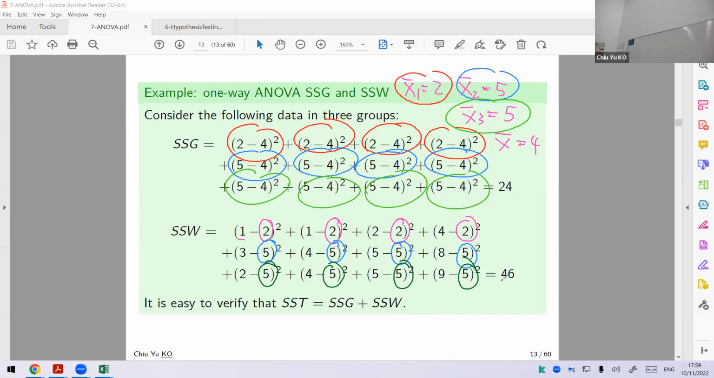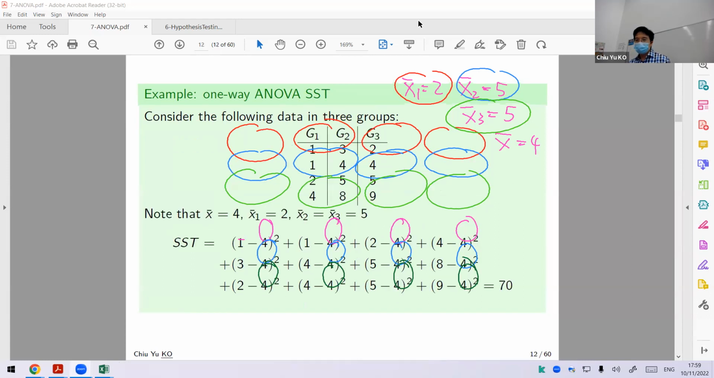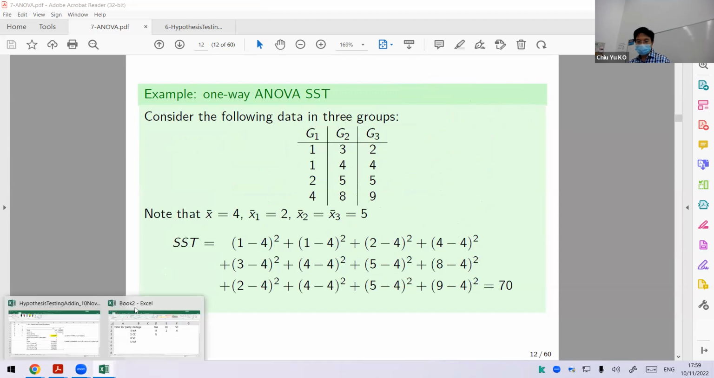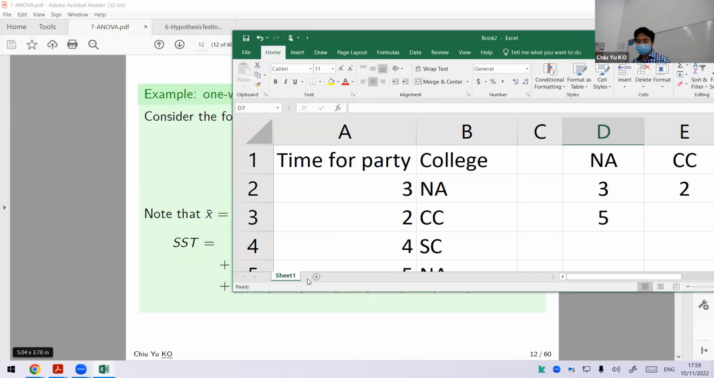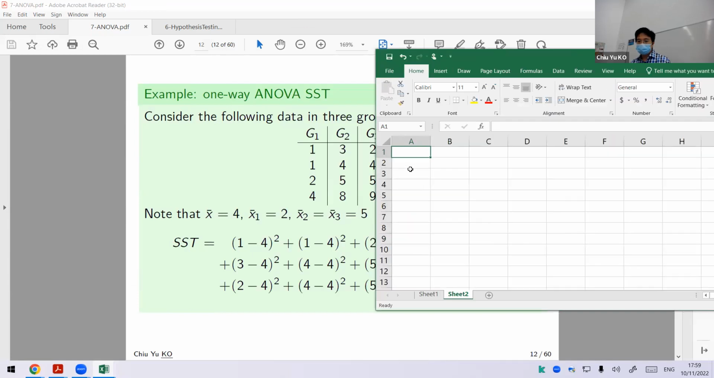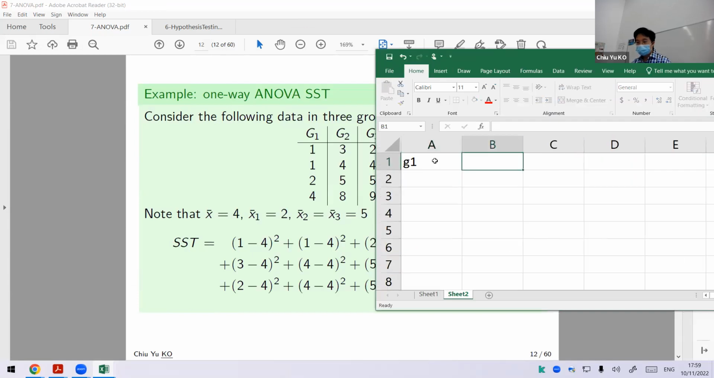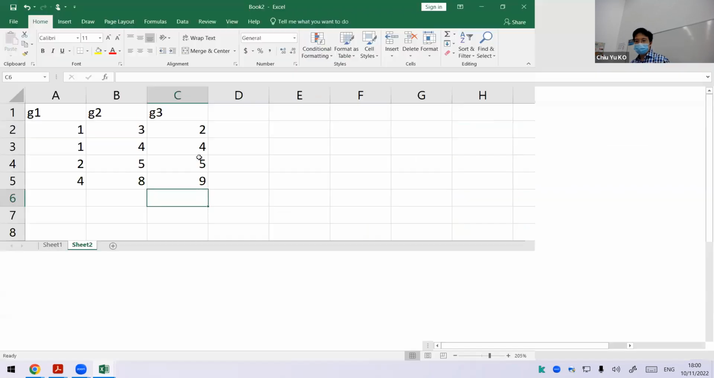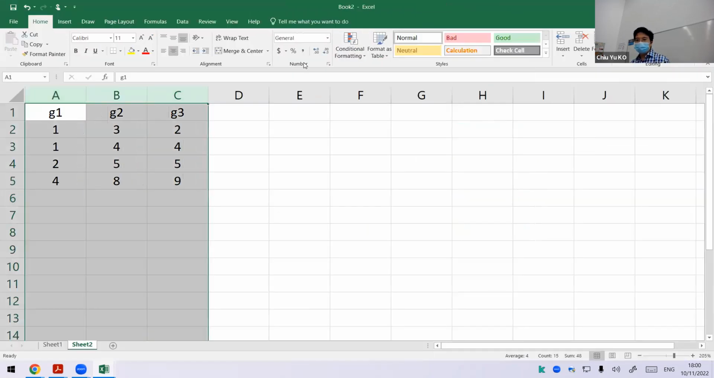Very good question. Since you asked, I will just teach you now. It turns out to be very simple, so don't worry. I intended to do it at a later stage, but I can do it now. So we have group 1, group 2, and group 3. I have 1, 1, 1, 2, 4. I have 3, 4, 5, 8. I have 2, 4, 5, 9. I'll talk about this again, but I'll quickly go to this one.